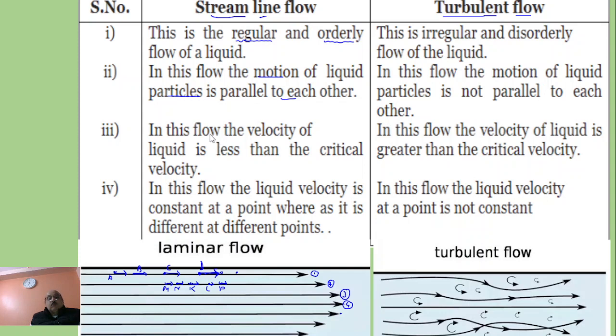In this flow, the velocity of the liquid is less than the critical velocity. That velocity depends on the nature of the liquid, and that velocity is a limiting value, and that limiting value is called critical velocity.